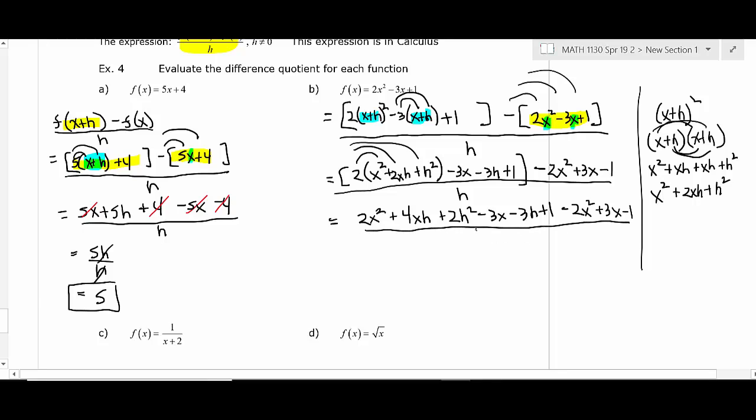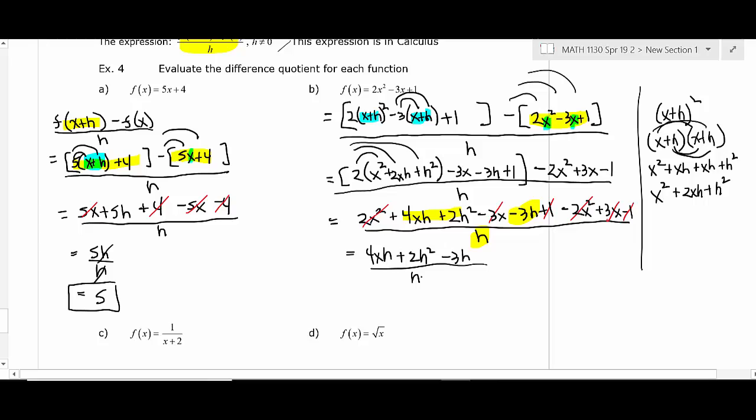Now, everything I did there after I set it up is FOIL and the distributive property. That's all I've done, basic algebra. Now what? What do you notice in the numerator? Stuff cancels, okay? It always does on these difference quotients. A whole bunch of stuff will cancel out. So that's going to cancel, that's going to cancel, the 3x's cancel, the 1's cancel. So what you're left with is this stuff right here, and notice everything has an h in it. So you would have 4xh plus 2h to the second minus 3h, over h.